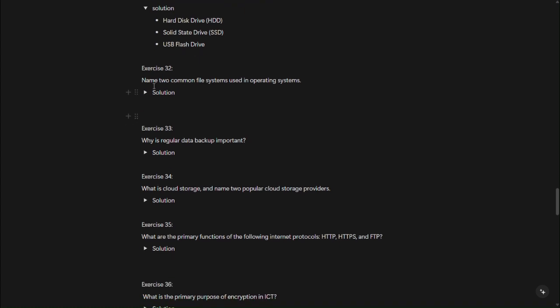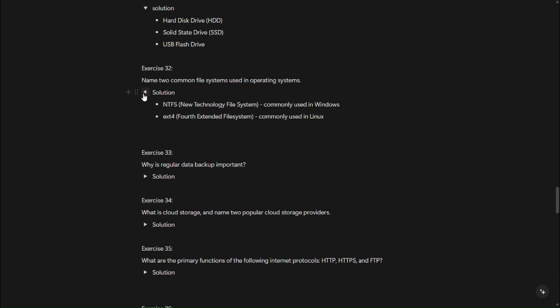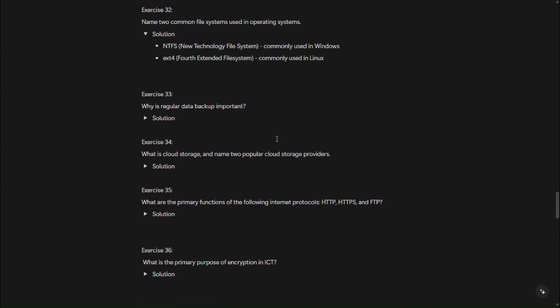Now, name two common file systems used in operating systems. We have NTFS, or the New Technology File System. It's commonly used in Windows. But ext4 is the fourth extended file system. It's used in Linux. Windows and Linux are operating systems.